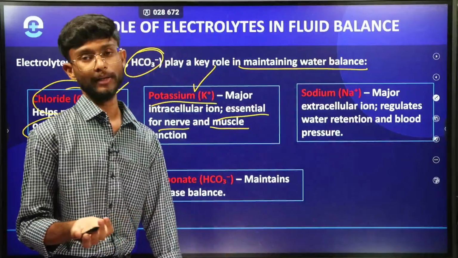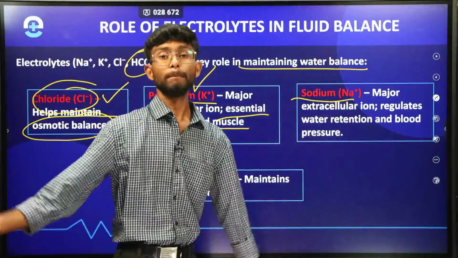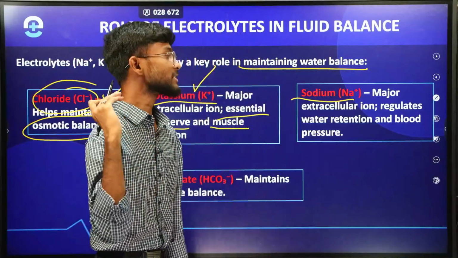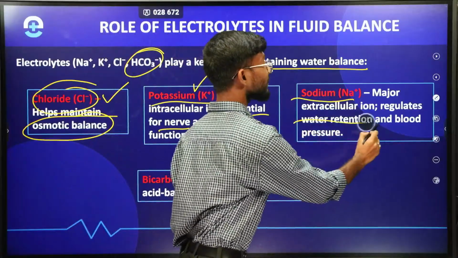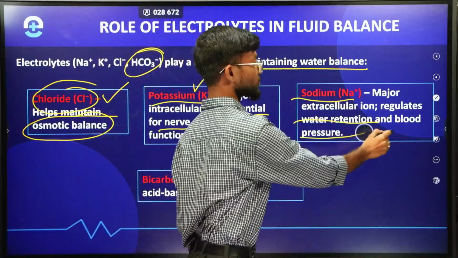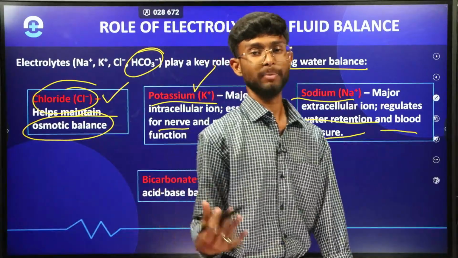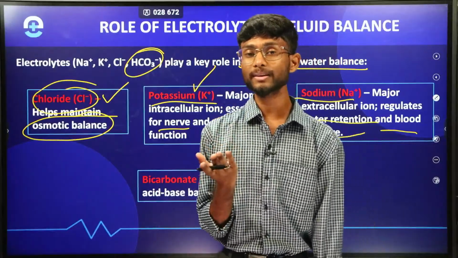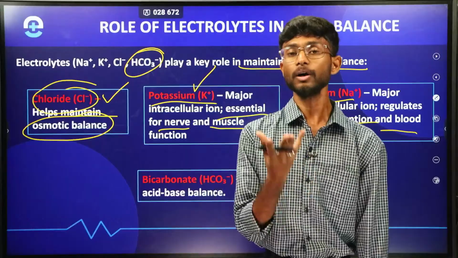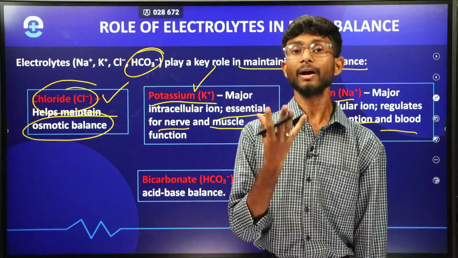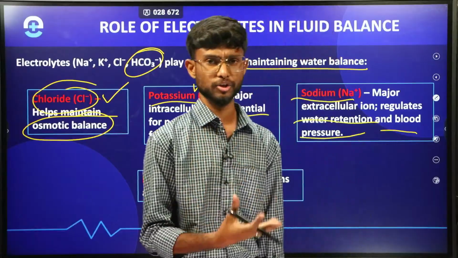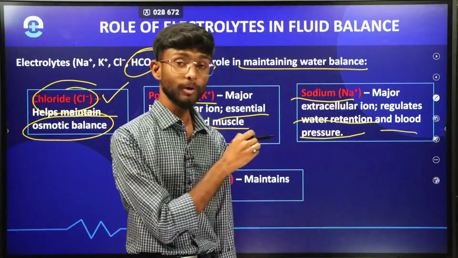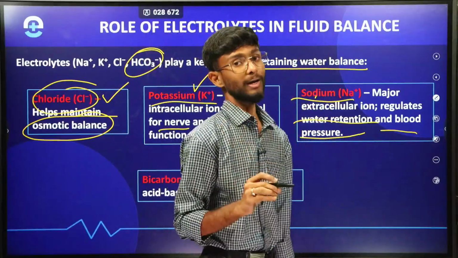And also sodium. Sodium is also one of the main electrolytes, which is present in the extracellular fluid, and which helps to regulate water retention and blood pressure. Okay, BP, blood pressure, and water retention. What do you mean by water retention? Water retention is nothing but where an excessive amount of water is accumulated. That is water retention. In the tissue or cell, the water will be retained. To regulate that, this sodium is very important.